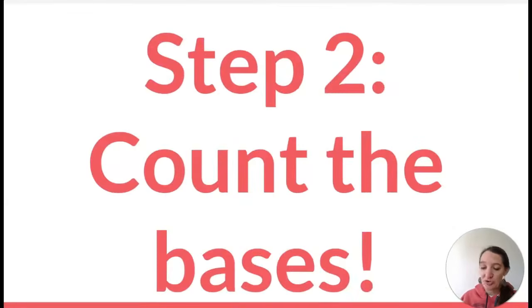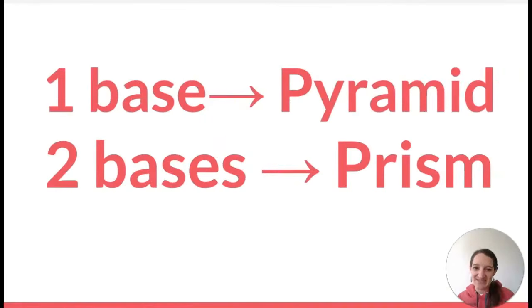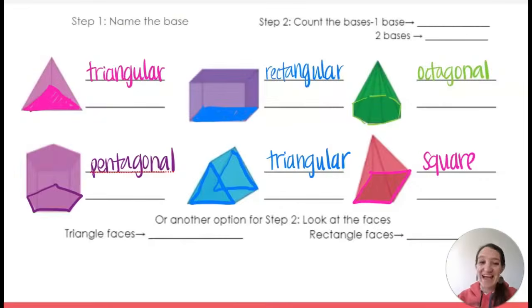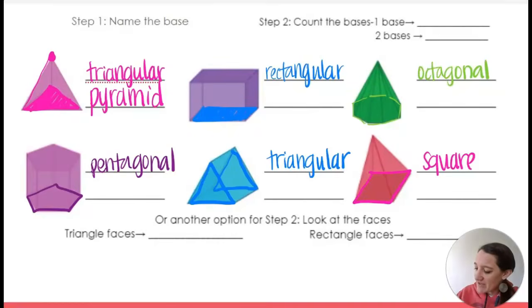Okay, so that's the first step. Step number 2 is to count the bases. If it's one base and then comes up to a point, it's a pyramid, right? If there's actually 2 of those bases that are facing each other and parallel with each other, it's called a prism. So if we go back to these, now we can give them their last name. There's one base and then it comes up to a point. So it is a triangular pyramid. On this one, we have a base down here, and then looking across from it, we have another base. So because there are 2 bases, it is a prism.